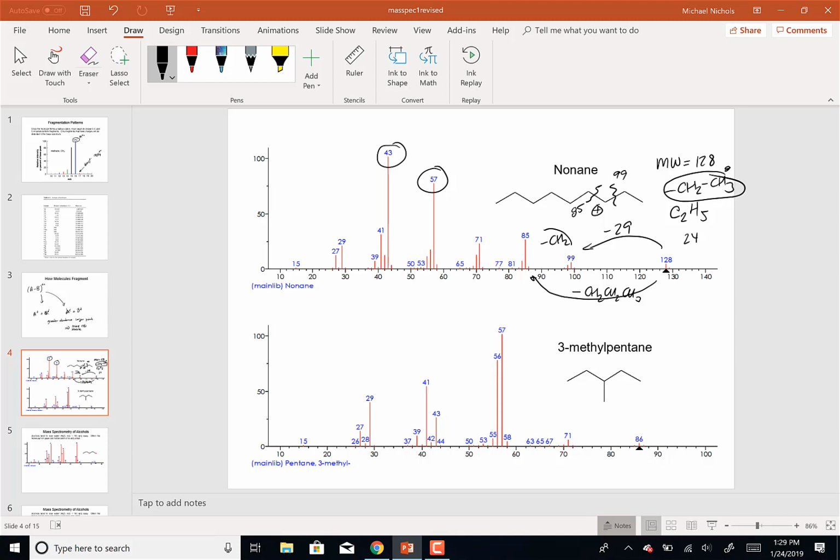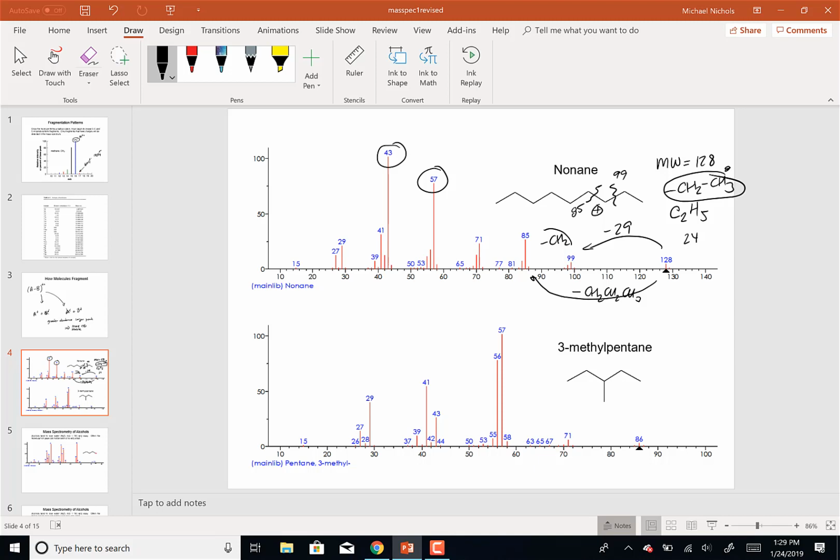Stop cleaving at this point. It is definitely stopped cleaving at that point. However, now the other pieces we're going to see are the smaller ones down here. So 43 minus another 14 would be 29. 29 minus 14 would be 15. 15 would be a methyl carbocation. It's the least stable of all.